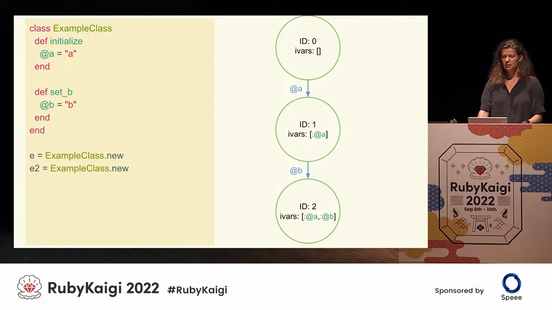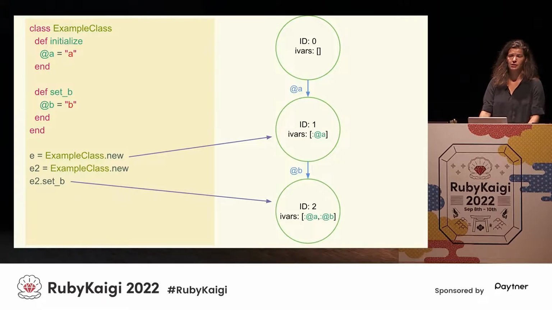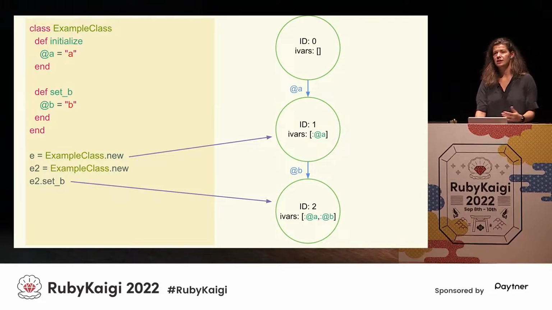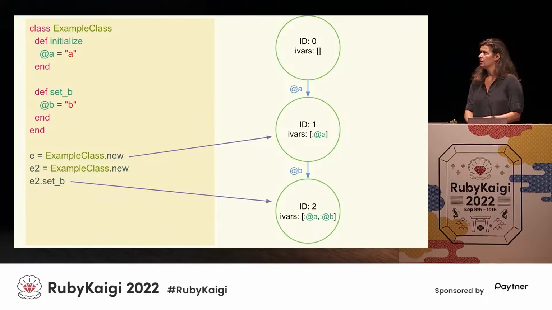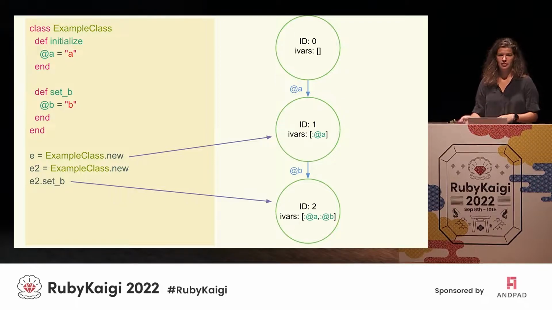If we had our e, which we've already looked at, and we had an e2, which is another instance of the same class, and we called e2.setB, e2 would have this last shape because it has instance variables a and b, whereas e would have the middle shape here with ID 1 because it just has instance variable a. So this is a critical point as well. These two instances are instances of the same class, but they have different shapes.